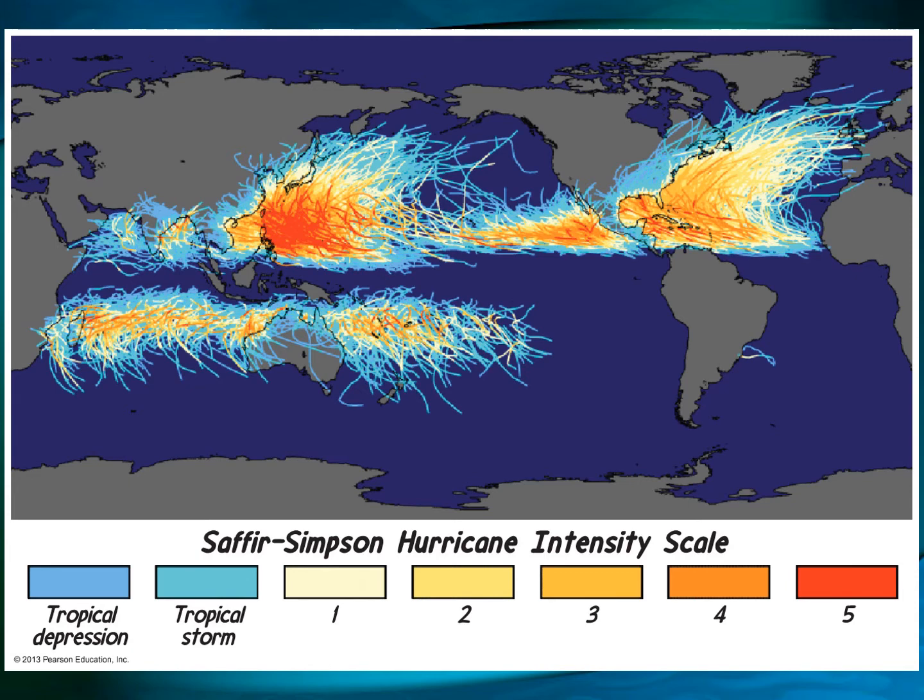But I want to call your attention over to Japan and Southeast Asia. Okay, so take a look at their colors. All right, they definitely get more of the 4s and 5s, especially more of the 5s than we do in the United States.